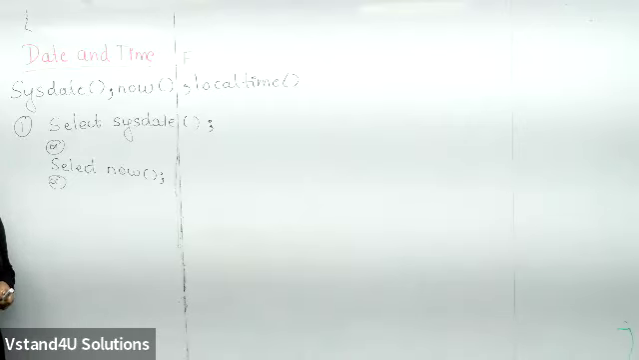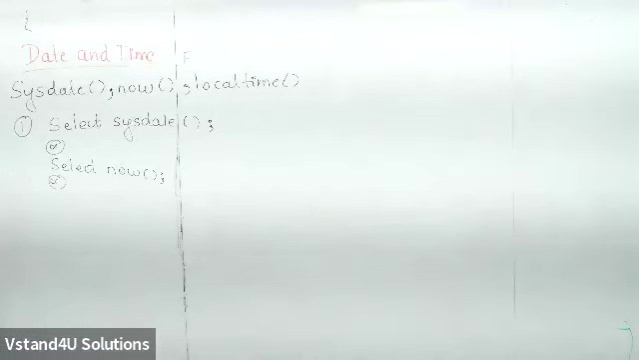Then, for this one, you will be creating another separate table. In that one also, you will be storing the date and the time. So when you use the function system date, you will get both date and time. If you use the now function also, you will get both date and time. If you use local time also, you will get date and time. Clear?